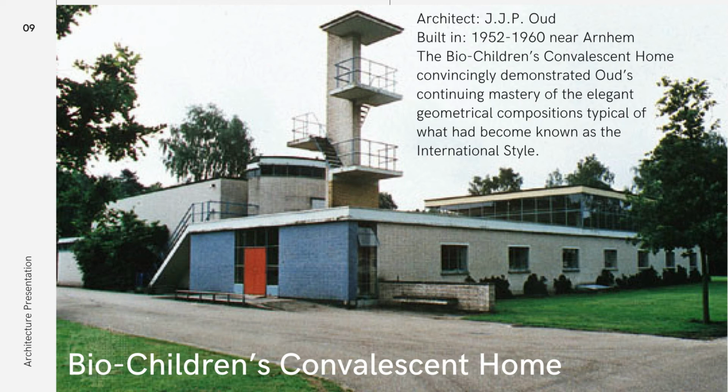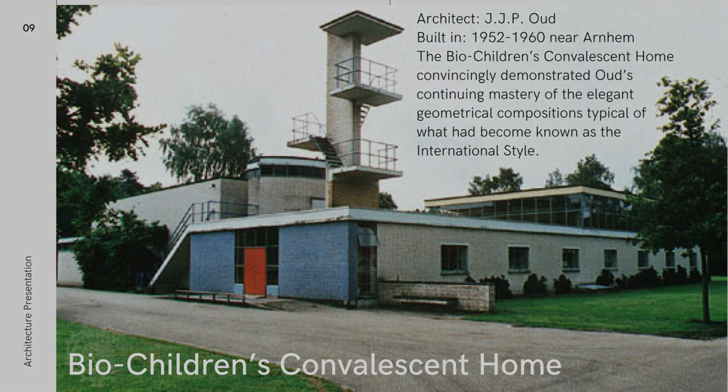Architect J.J.P. Oud, also known as Jacobus Johannes Pieter Oud. He was born in 1890 and died in 1963, at the age of 73 years old. He was a Dutch architect. His fame began as a follower of the De Stijl movement.